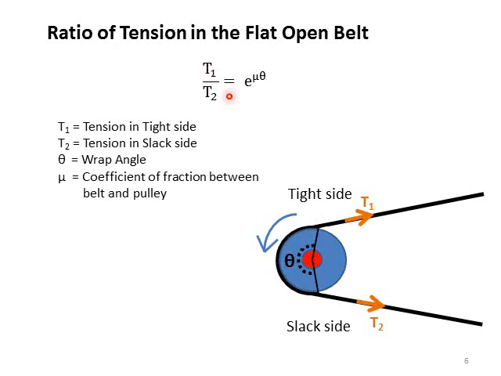And the ratio of tension between the tight and slack side can be easily found by e raised to the power mu theta. If we know the coefficient of friction and the wrap angle, then we can find the tension ratio of the tight side to the slack side.